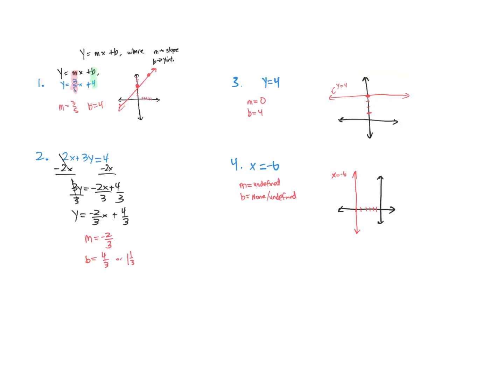So these four situations are definitely fair game for a test question. We want you to be able to look at a y equals mx plus b equation, tell us what the slope is, tell us what the y-intercept is. Additionally, you should be able to look at a standard form equation and tell us what the slope and the y-intercept are. Same with the y equals some number and x equals some number situations.